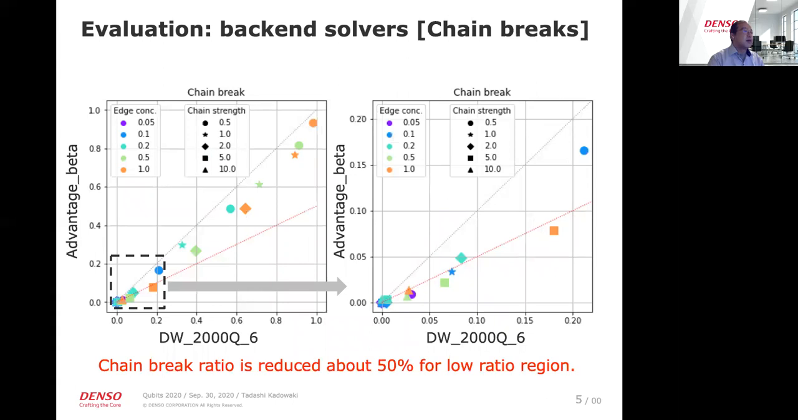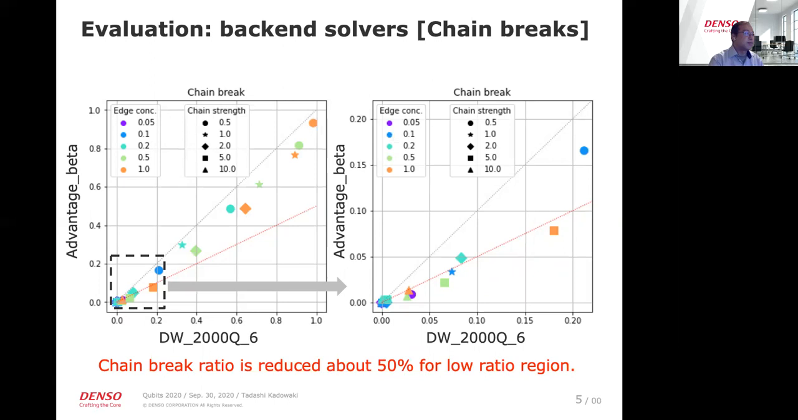The result of the chain breaks. In the left side graph, we see Advantage gives lower ratio of chain breaks for all conditions. In the right side graph, the ratio is reduced about 50% for low ratio region. These results support that Advantage improves the performance, and it's worth using Advantage in the hybrid solver.